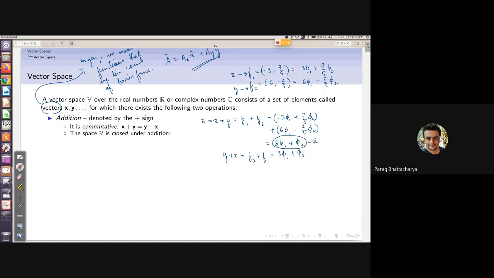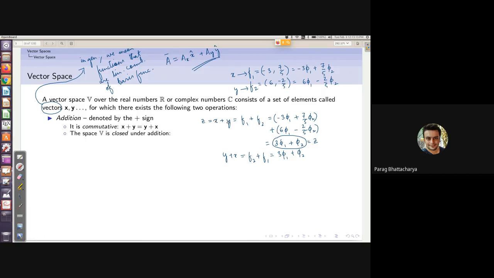I should be able to write this function as a linear combination of the bases, right? So f1 and f2 I have added together and I got this, 3 phi 1 plus phi 2. Isn't this a linear combination of phi 1 and phi 2 again? Yes, it is. Because this is a linear combination, the result of x plus y, if I call it z, is also a member. So if I take any two members of the vector space and I add them together, the result will also be another member of the vector space.